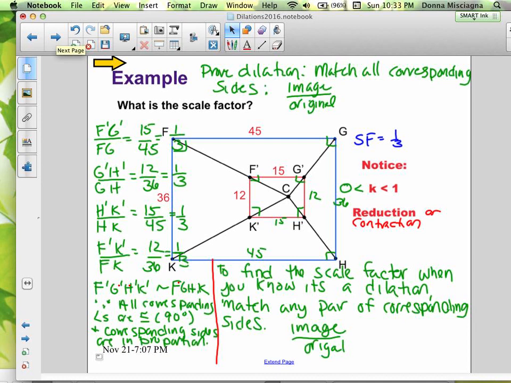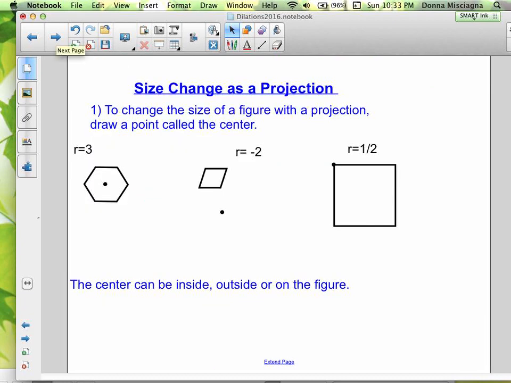One last thing that we're going to look at in this particular podcast, and you don't have to take notes on this one. Well, actually, there might be one thing you want to take notes on, but I'm going to show you a dilation off the coordinate plane, and you're just going to sit back and watch. Size change is a projection. So to change the size of a figure with a projection, we need a point of dilation. Our point of dilation can be inside, outside, or on the figure, right? And there's actually a way you can do a dilation when it's not on a coordinate plane, right? So now you'll know how.